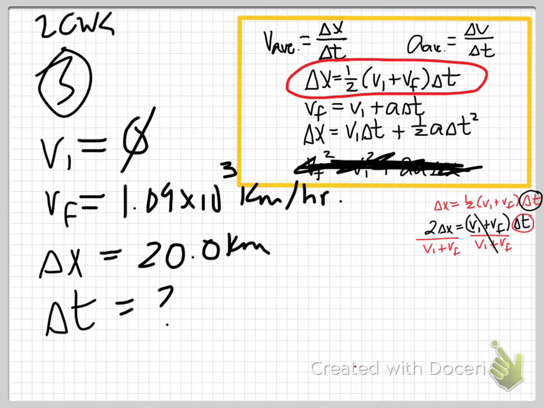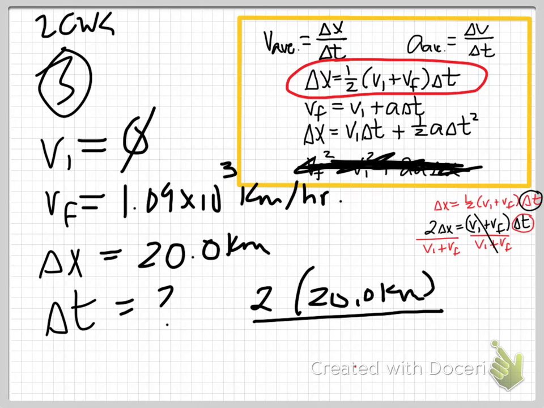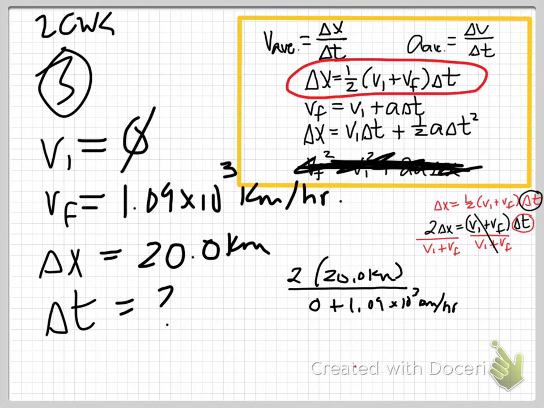Okay, so let's go ahead. 2 delta X. So 2 times 20.0 kilometers divided by 0 plus 1.09 times 10 to the third kilometers per hour. Boy, that's messy. I guess I converted. Conversion issue. So yeah, you can do this in the units given and then convert your answer to seconds. You can do it in meters per second. That's fine. Okay, we good on this? Going once?